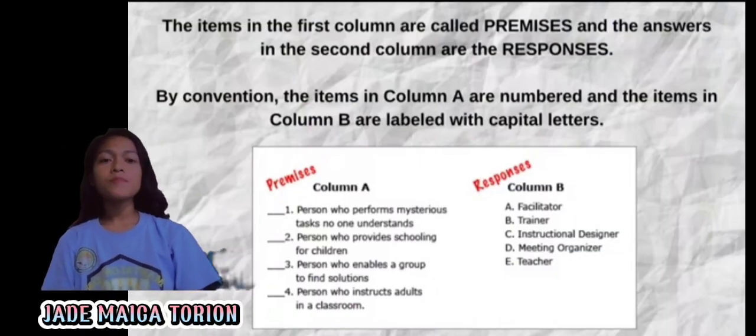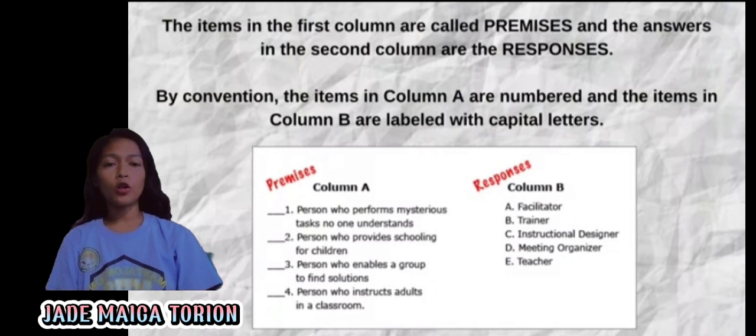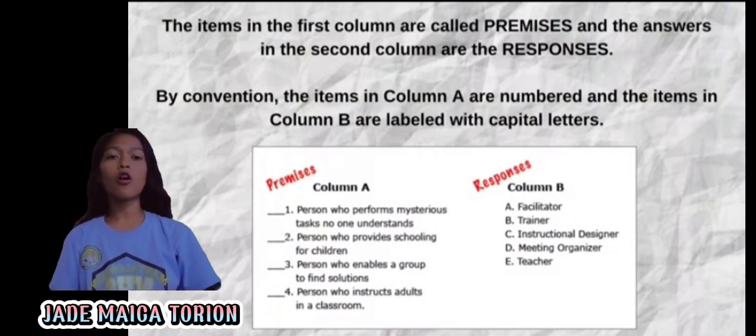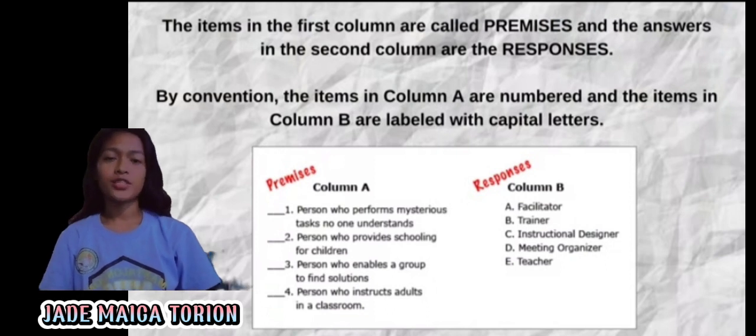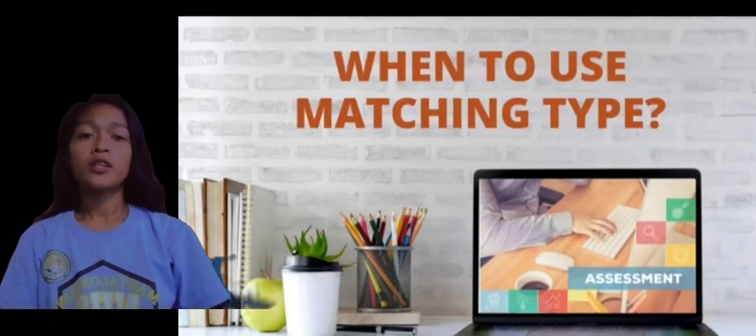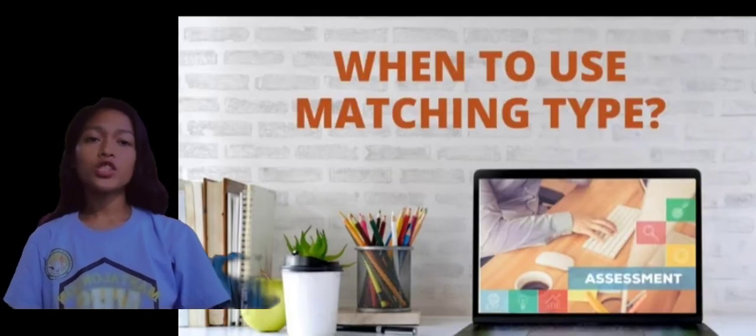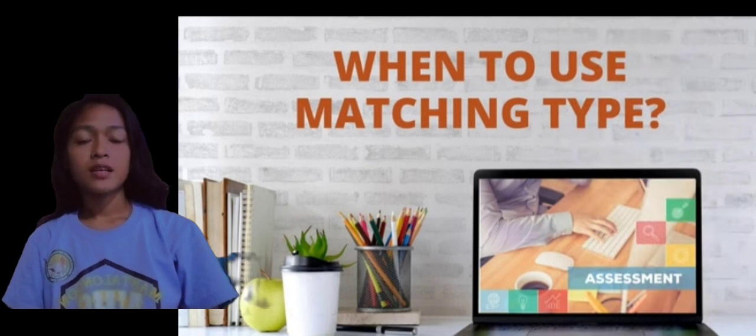Class, the items in the first column are called premises, and the answers or options in the second column are responses. By convention, the items in column A are numbered, and the items in column B are labeled with capital letters. Now, when to use matching type of tests?